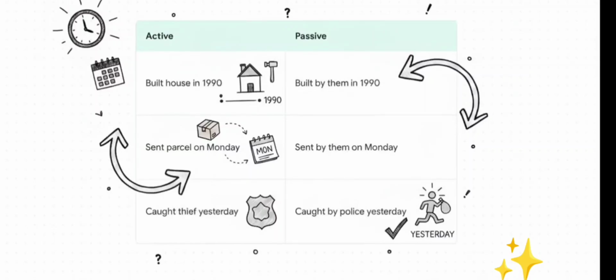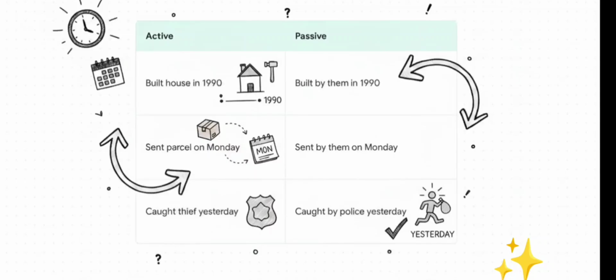So let's look at 3 more sentences from part A, paying really close attention to what happens when extra time markers are involved. First up, they built this house in 1990. The subject is they, the verb is built, and the object is this house. We actually leave in 1990 exactly where it is. Subject and object swap, giving us this house was built by them in 1990.